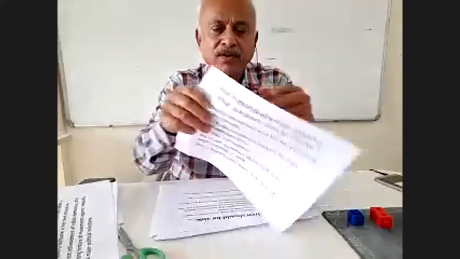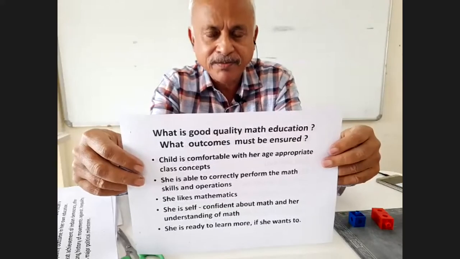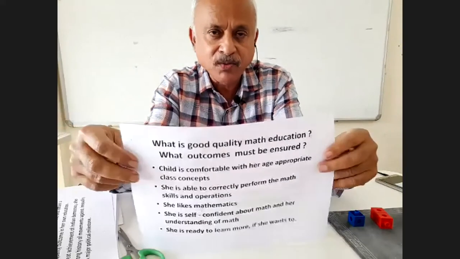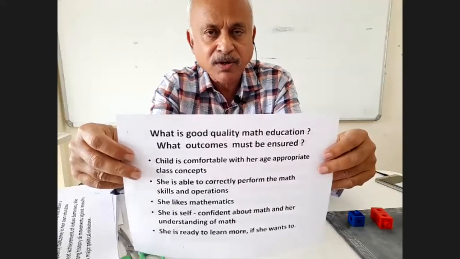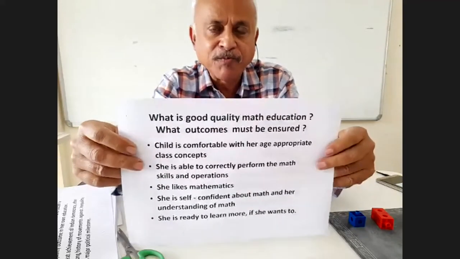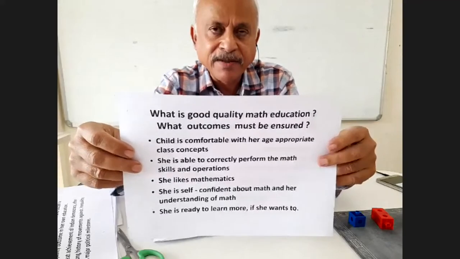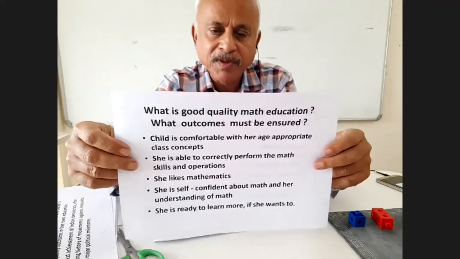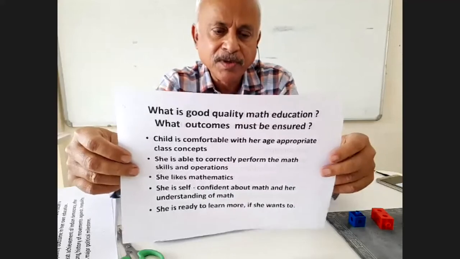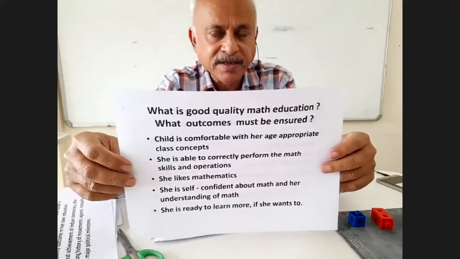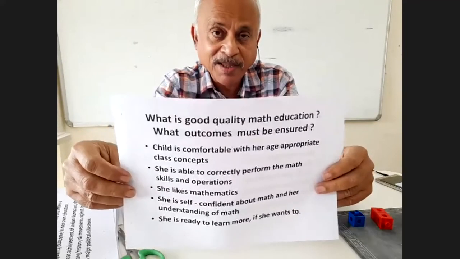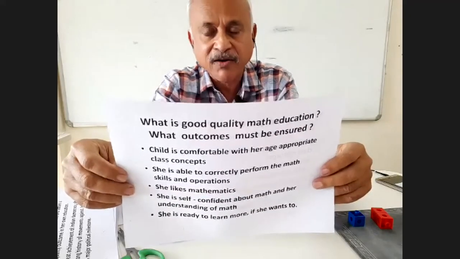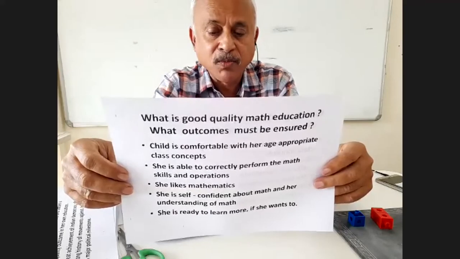Now let's take the question, what is good quality math education? Because that's what we are concerned with here. Good quality education must be in every subject. What does it mean in math? What outcomes must be ensured? I've listed a few, and I think you will agree that a child who has received a good quality math education, she will be comfortable with her age-appropriate class concepts. She would be able to correctly perform the math skills and operations. She would like mathematics. She's self-confident about her math and her understanding of math. And she's ready to learn more if she wants to.